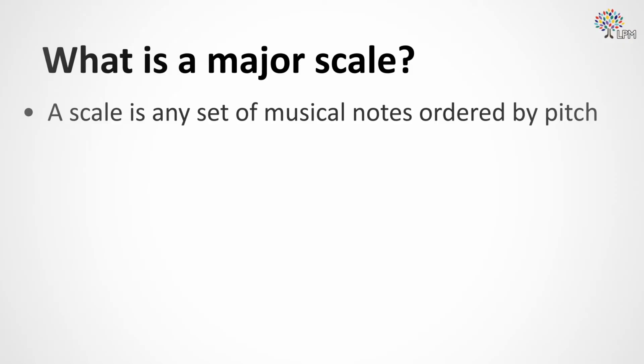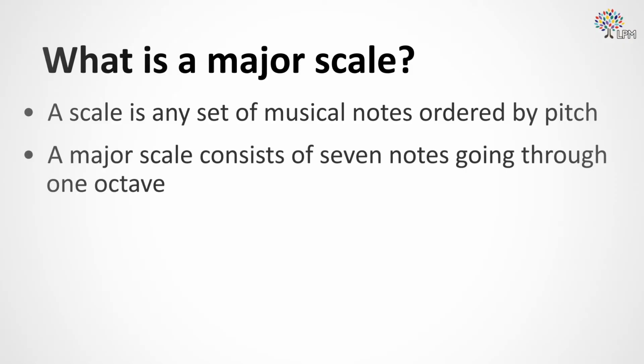The particular scale we'll be talking about for now is the major scale, which consists of 7 notes going through one octave. We don't really count the repeated first note at the top as a different note. When you play a C major scale starting on C on the piano, it just so happens that the keys you use to play the notes are all white keys. This is the easiest way to find a major scale on the piano.